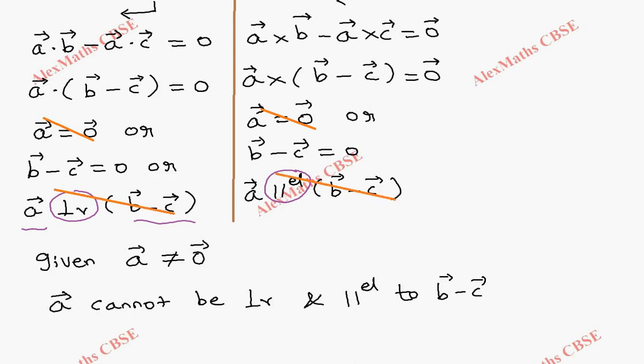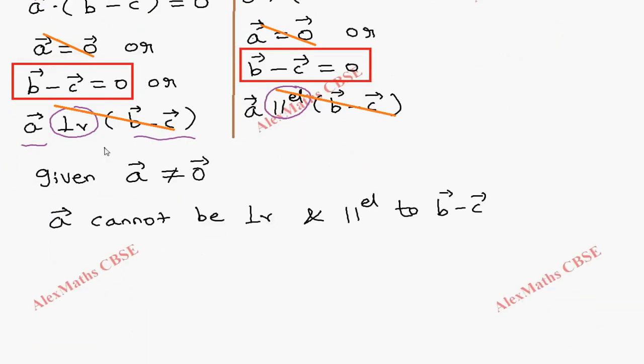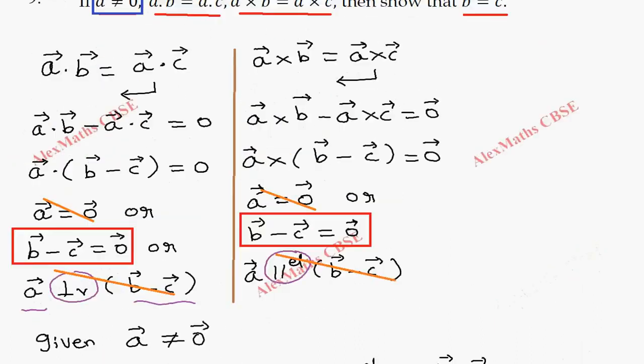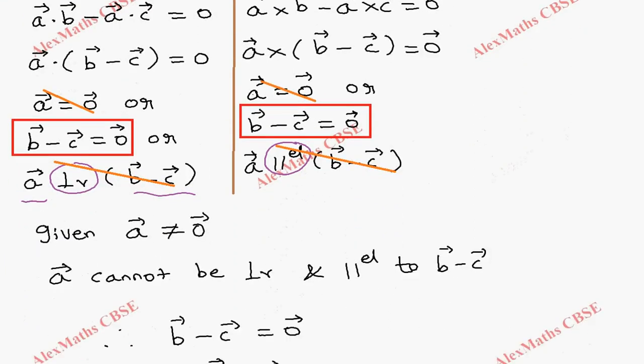So the only reason left out is B vector minus C vector equal to 0 vector, or 0 in both the cases. Even if you put a vector symbol here, it is fine. So therefore the only reason is B vector minus C vector equal to 0 vector. From this we can say B vector equal to C vector. So as per the question, we have to show B vector equal to C vector, hence proved.